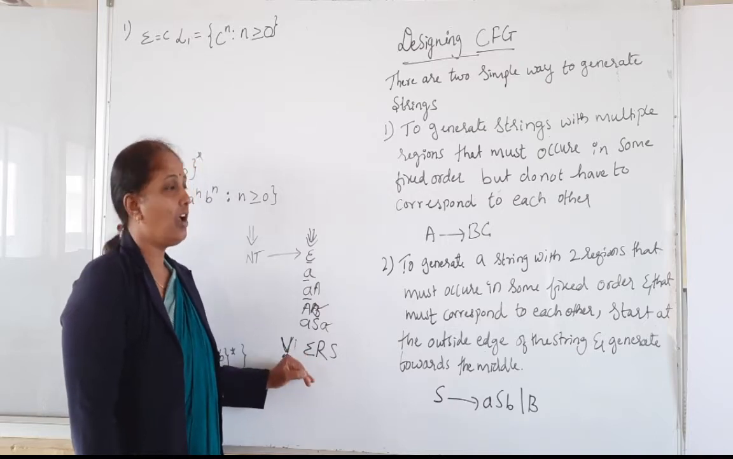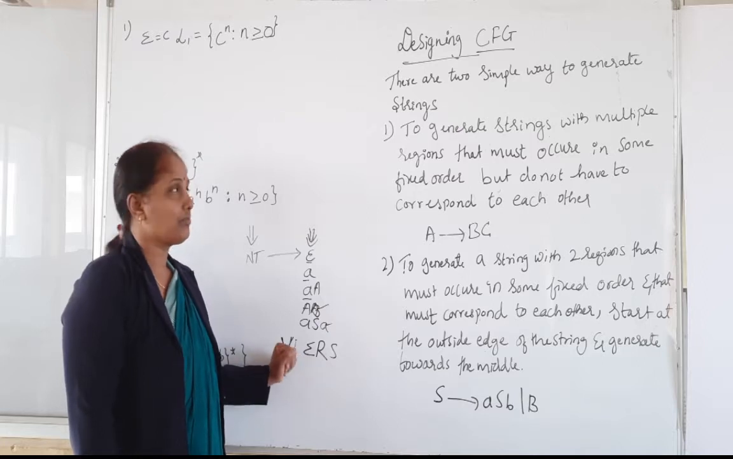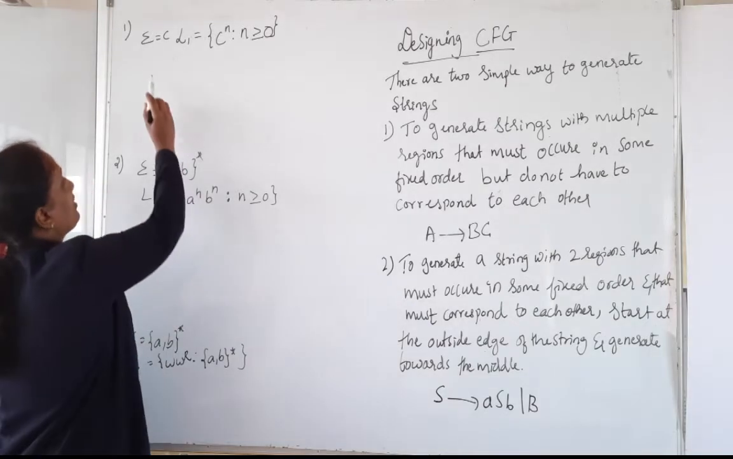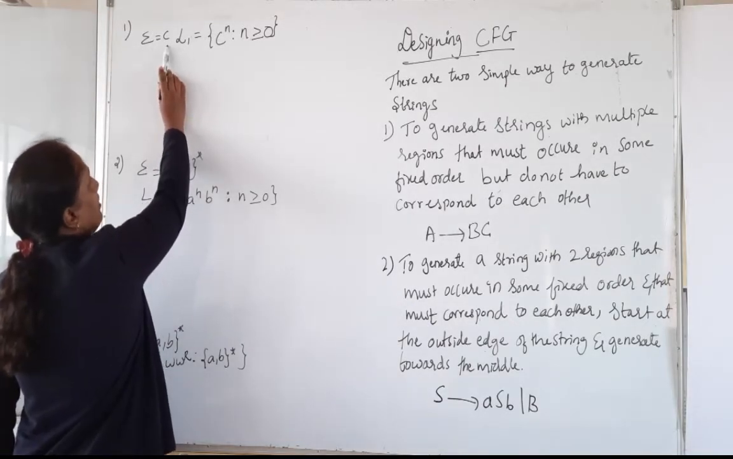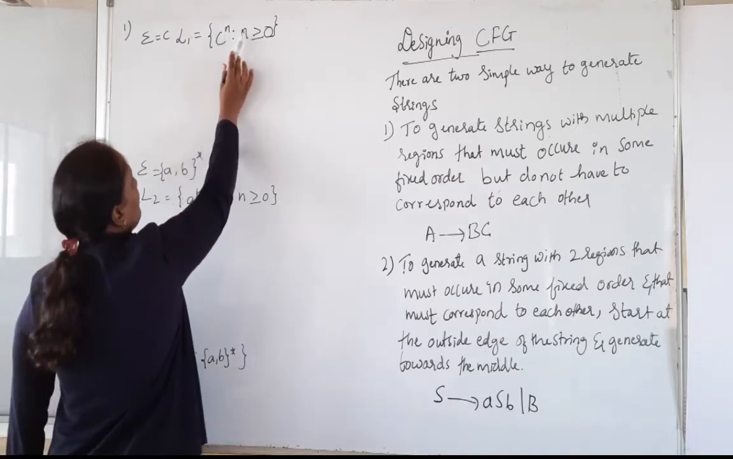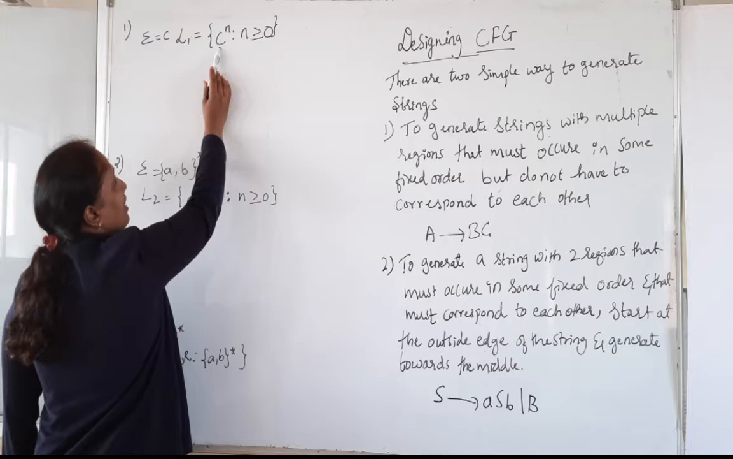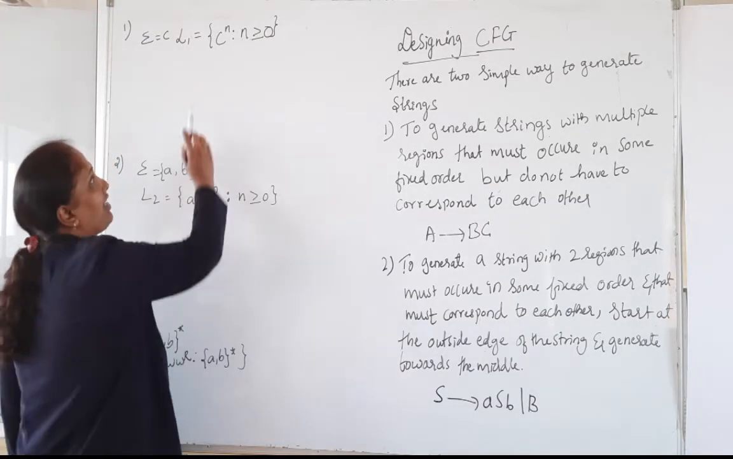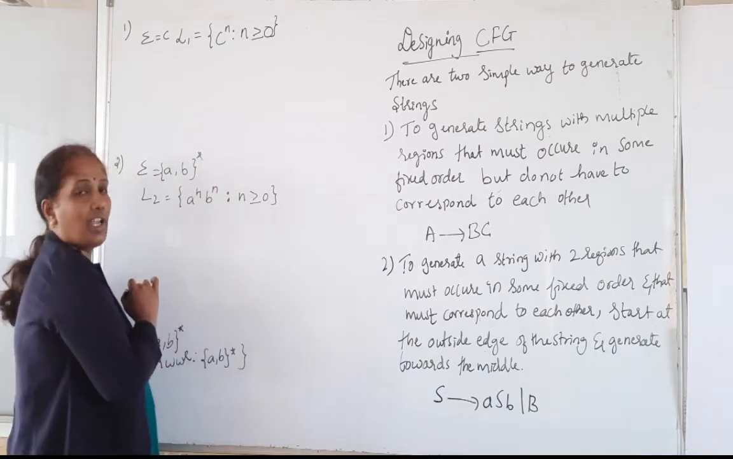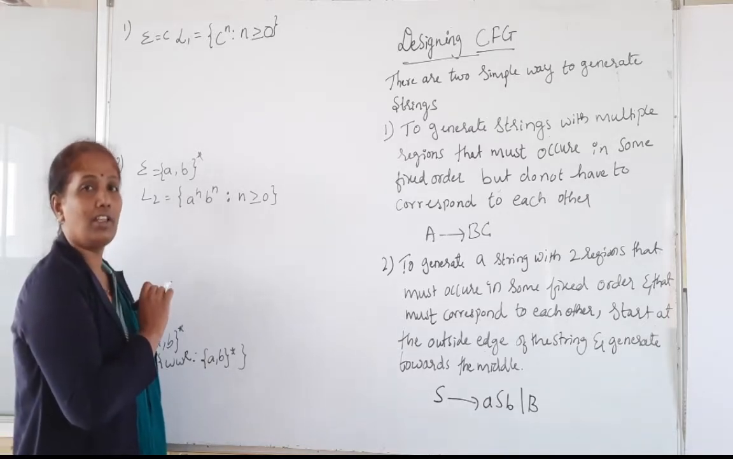Next, we will see how to write a grammar for a given regular language. The first language given here has the alphabet equal to {c}, a small c. So the alphabet set contains a small c here. And what is the given language here? C raised to n, where n is greater than or equal to 0. You are creating the strings by considering the terminal c, and the occurrence of c is in terms of n, where n is greater than or equal to 0. That means c may occur 0 or any number of times in the language.